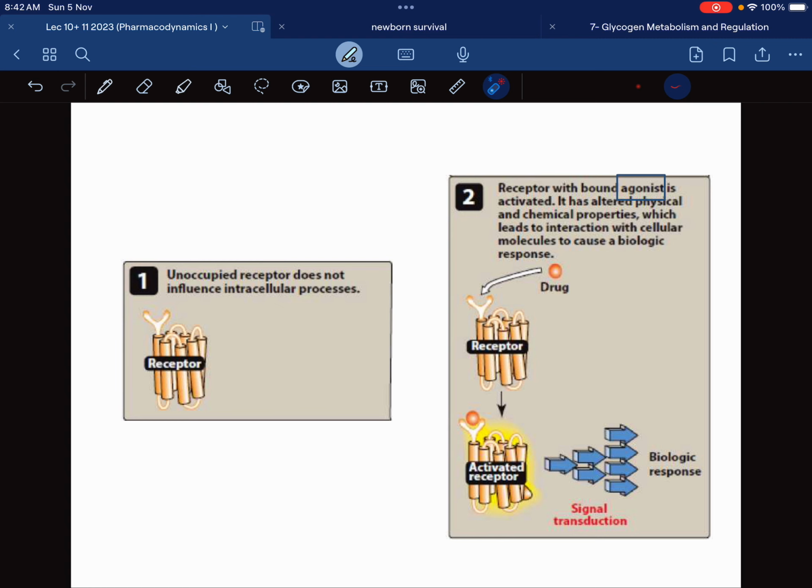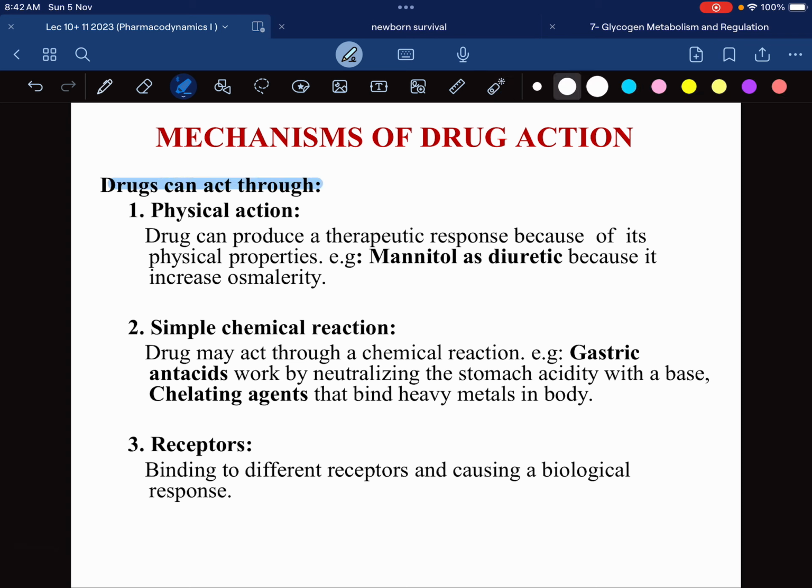So the mechanism, in general, by which any drug acts may be physical. That means the drug can produce the therapeutic response, the biological or pharmacological effect, because of the physical properties of that drug. For example, sugars are used as a diuretic because they increase the osmotic pressure in the blood and increase the water output of the body, giving a diuretic effect. It is a weak diuretic, but generally it acts according to its physical activity, which is the osmolarity. So there is no binding to a certain receptor, and no binding to any enzyme or macromolecule, maybe a protein or enzyme. There is only physical activity without any receptor.